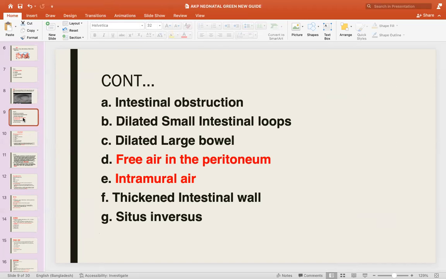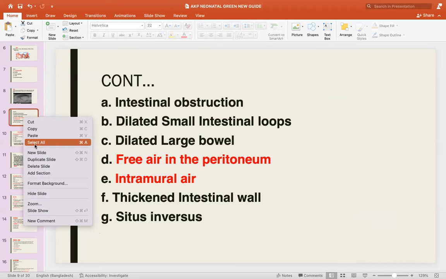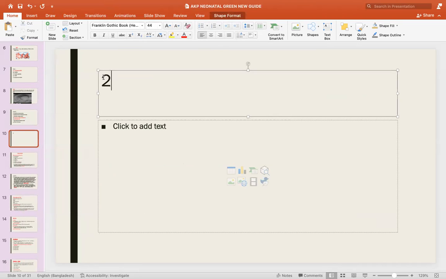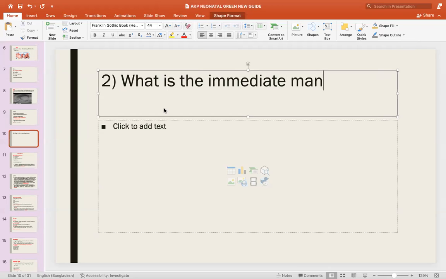Now multi-part question number 2. I am coming to multi-part question number 2. What is the immediate management? This is multi-part question 2. What is the immediate management?